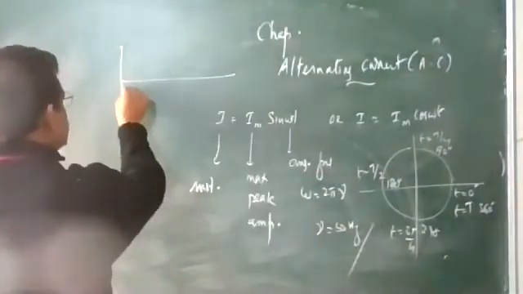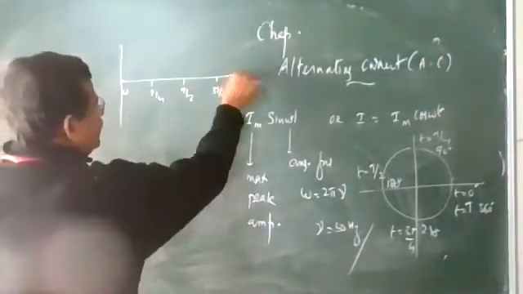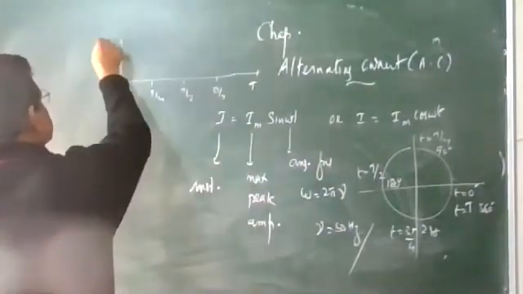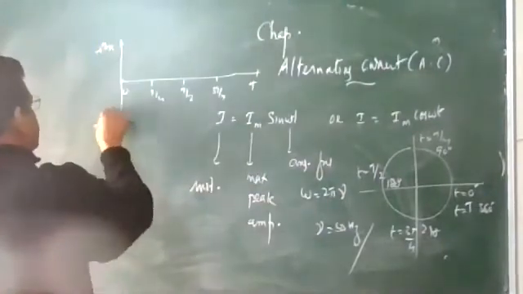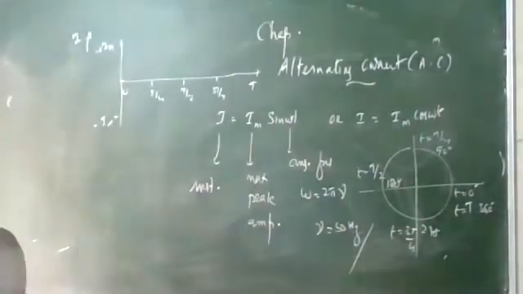So the variation is 0, T by 4, T by 2, 3T by 4 and T. And what are the maximum values? Maximum values are plus Im and minus Im. And this variation of current is plotted along the axis.